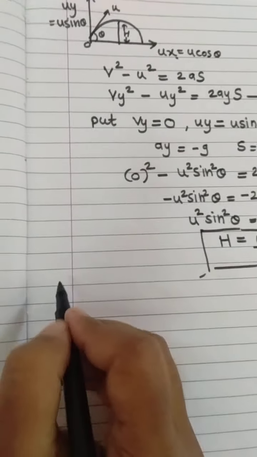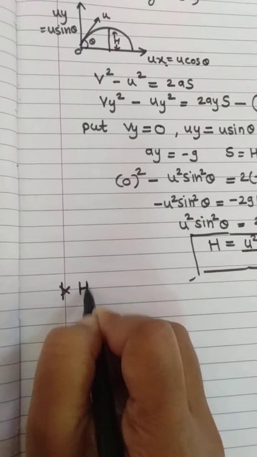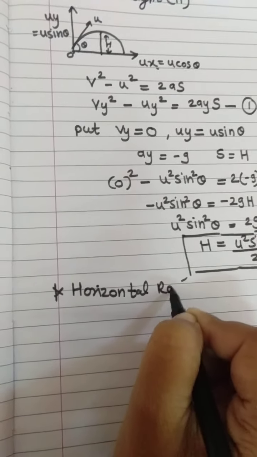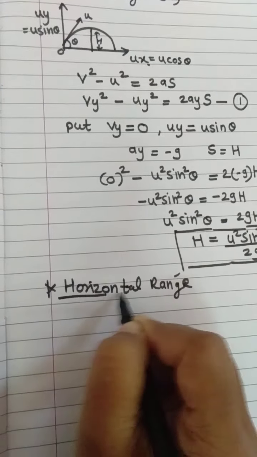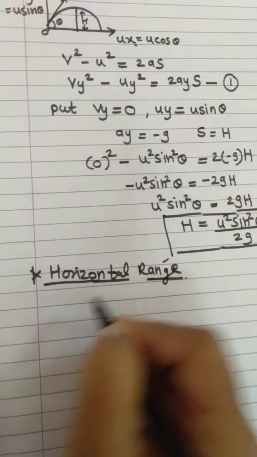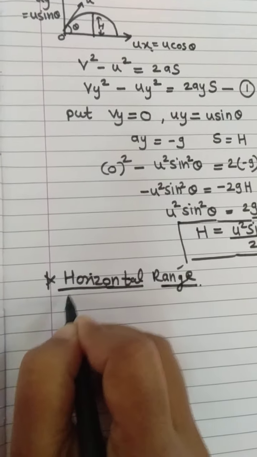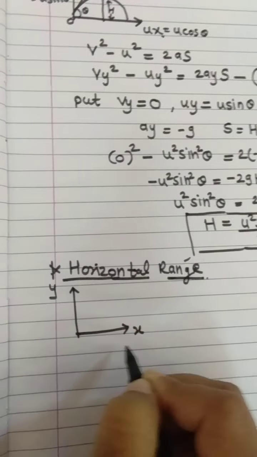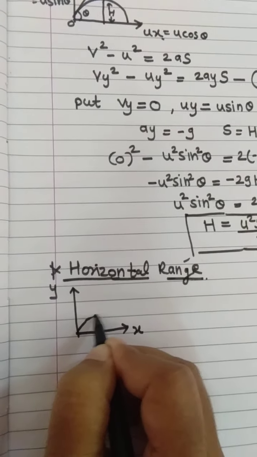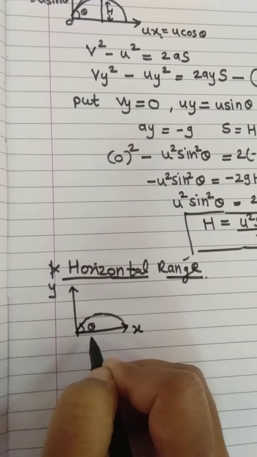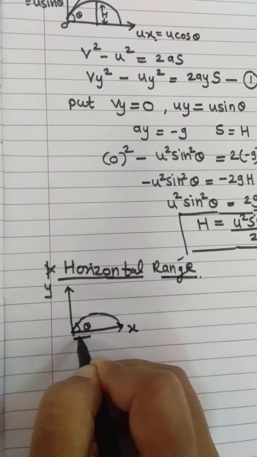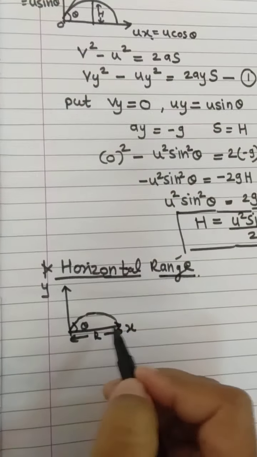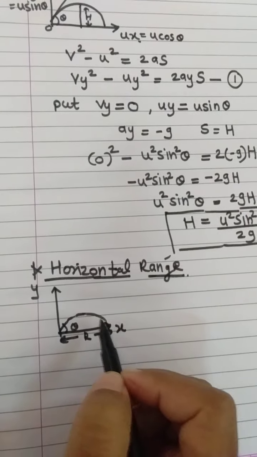Now let us try to understand the horizontal range. Try to understand the figure of it. See the same figure. Here we have to consider the vertical component and horizontal component, the x-axis and y-axis. You know about ux and uy. This path we have to consider, at an angle theta. So this is known as range. This distance is known as horizontal range. The word horizontal means it is along the x-axis.